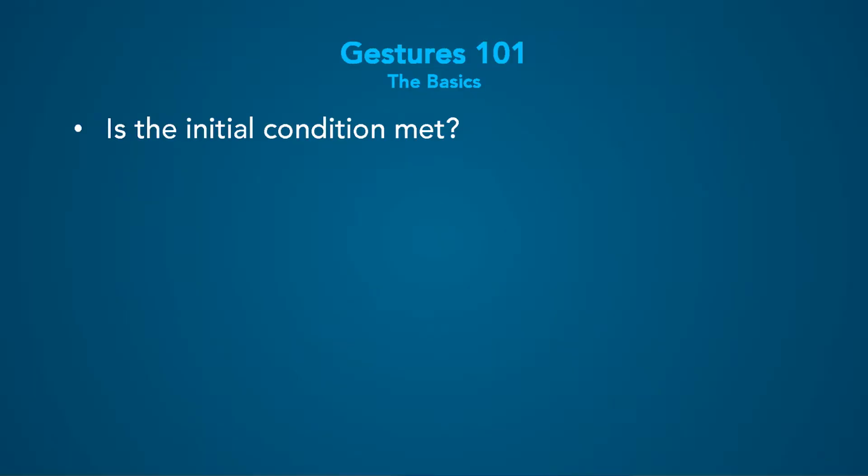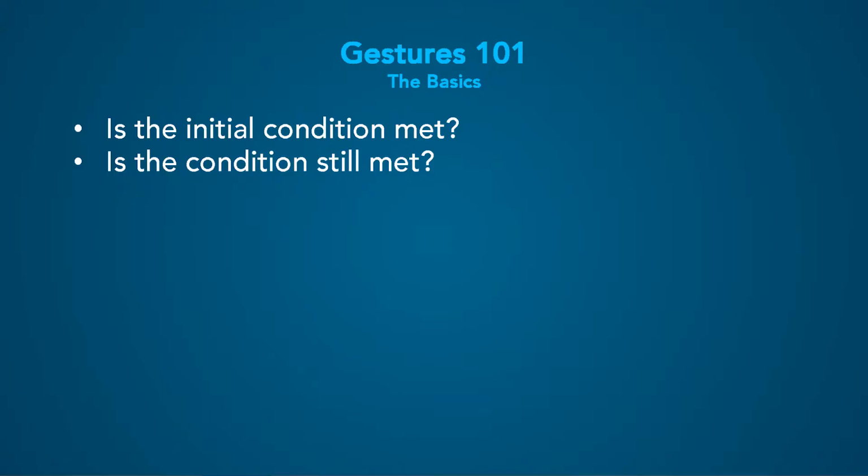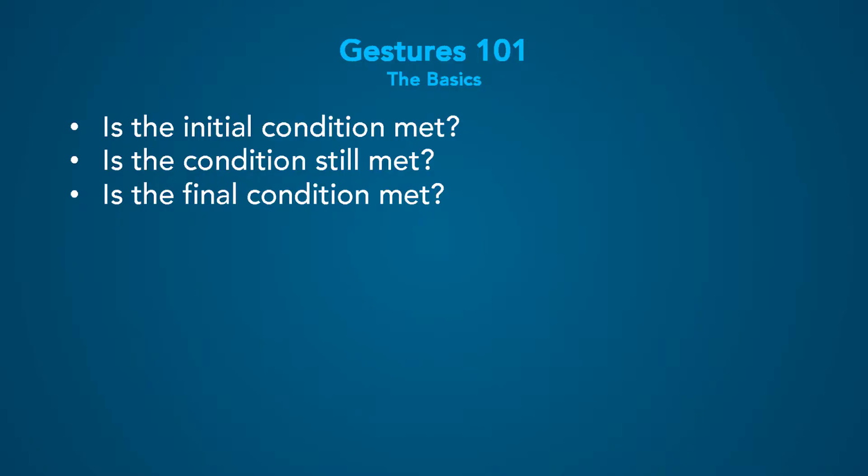So the first thing that you need to check for is an initial condition. You need to see if there's something that will start an event or start a gesture. Then you need to periodically check, is the condition still met? Is it still on the path of reaching this gesture? And then at the end, you have to check, is the final condition met? As I said, it's kind of obvious when it's stated there, but I had to think a little bit about it. So how did I build that?